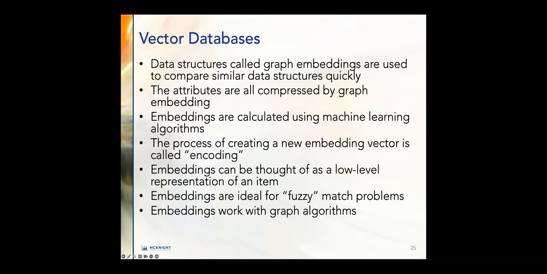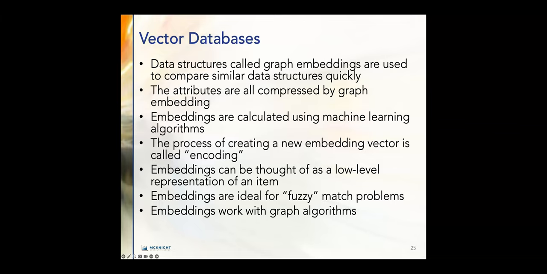And so vector databases are really good for similarity search. We find them in machine learning recommendation systems and similarity search algorithms. Graph databases do some of this as well, right? But they're less ideal for managing very highly dimensional data. And they're not as scalable in this way as vector databases.